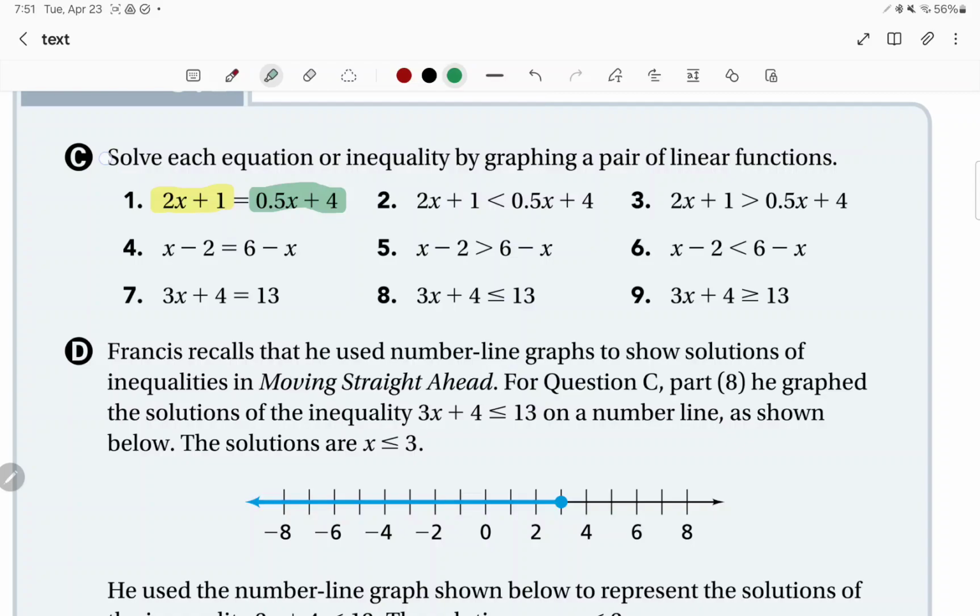Now remember, you're solving. That means you're finding where they cross, that point where they cross. So go ahead and graph them, solve them, and then come back to the video to check your answer.